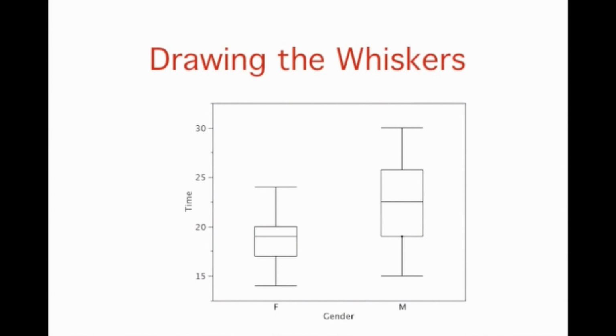Now that we have gone through all that terminology, we can continue drawing the box plots. The next step is to draw the whiskers. Whiskers are vertical lines that end in a horizontal stroke. A whisker is drawn from the upper hinge, which you recall is the 75th percentile, to the upper adjacent value. A whisker is also drawn from the lower hinge, the 25th percentile, to the lower adjacent value. The upper adjacent value for women is 24. You can see that the whisker extends from the 75th percentile of 20 to the upper adjacent value of 24. Similarly, a second whisker is drawn from the 25th percentile of 17 to the lower adjacent value of 14.